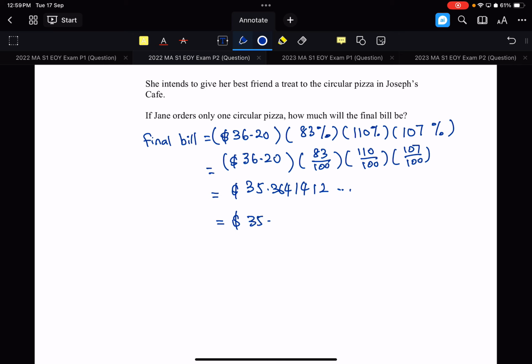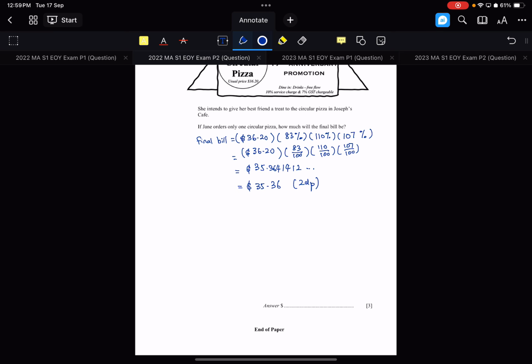So 35.36 to 2 decimal places. There we go. That's the end of the paper. Hope you have been successful. Have a nice day.